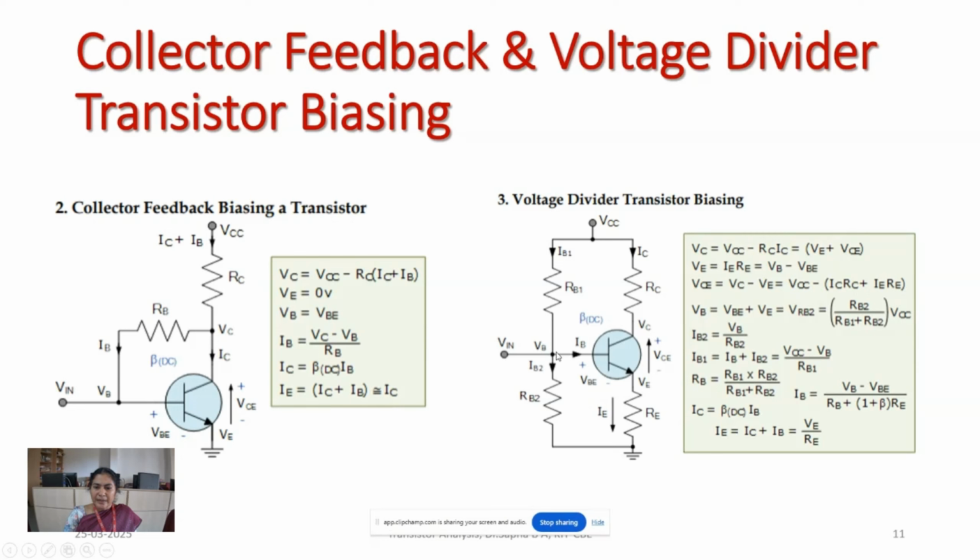Now at the input side, the voltage at this junction, VB, will be equal to VBE plus VE. This can also be the voltage across this resistor, VRB2. There are two resistors dividing the potential, RB1 and RB2. So the voltage across RB2 will be equal to RB2 divided by RB1 plus RB2, into VCC. The current flowing along the resistor RB2 will be IB2, which will be equal to VB divided by RB2.